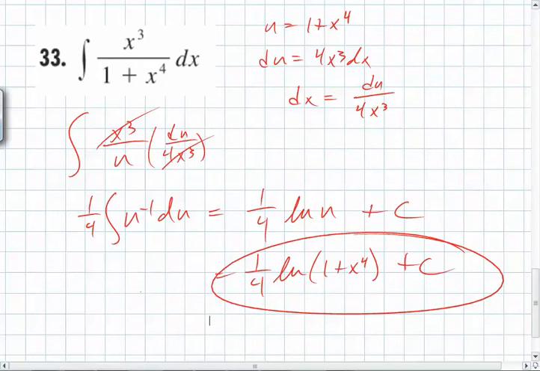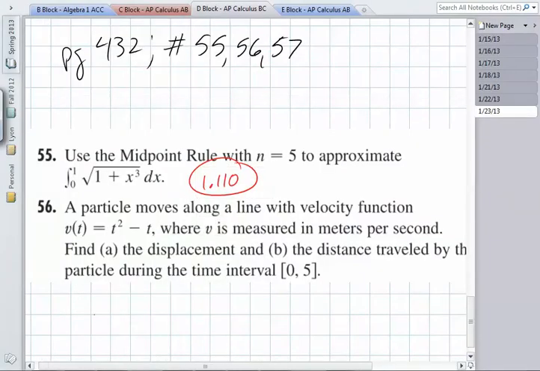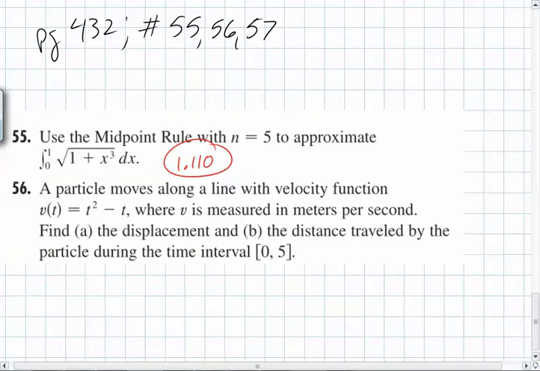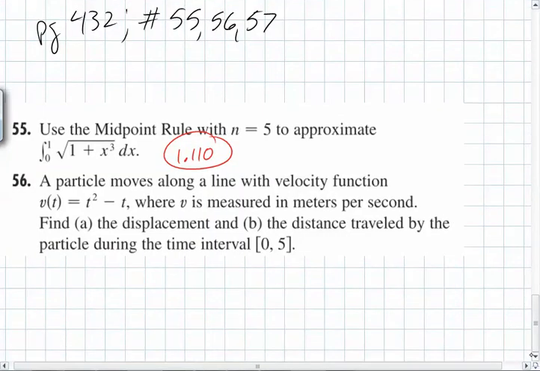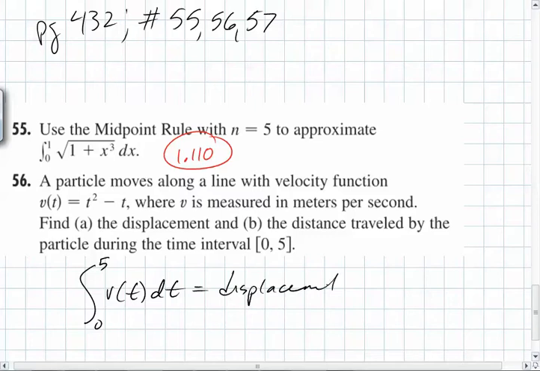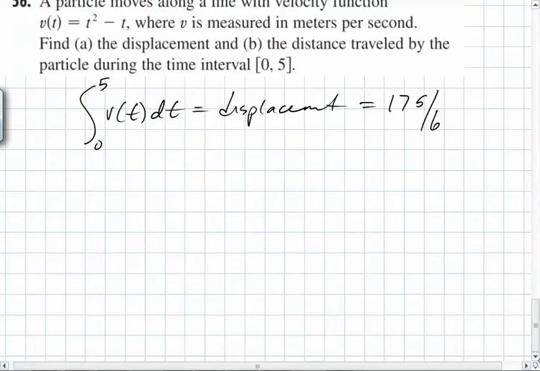What do you evaluate to find the displacement? The integral of what? Velocity. So that right there is equal to the displacement. And what does that come out to be? 175 over 6. Okay, so what about the distance traveled?